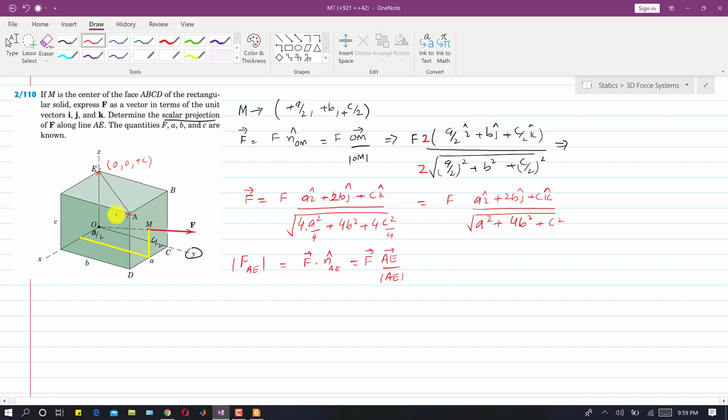To reach this point A, we will travel in the positive x direction. How much? This a, right? So the coordinates of A will be equal to plus a, then we will travel plus b, and then we will travel plus c. So I will write it like this, right? This is A and this is E. So let me write it here as well. E will be 0, 0 and plus c, right?